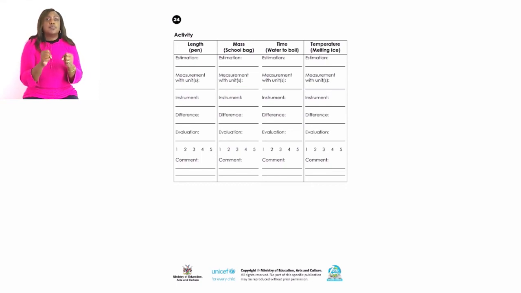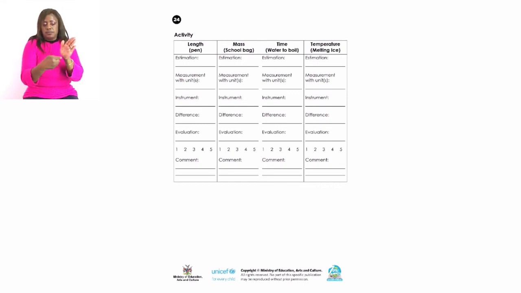Estimation: you must give the estimation before you measure. Don't change the estimation after your measurement. Measurements should be recorded with a unit. The estimation must also have a unit. You must indicate the instrument that you have used. For length, what instrument did you use to measure the length of a pen? Did you use a measuring tape? If so, you have to write it there. The difference is the biggest value minus the smallest value.